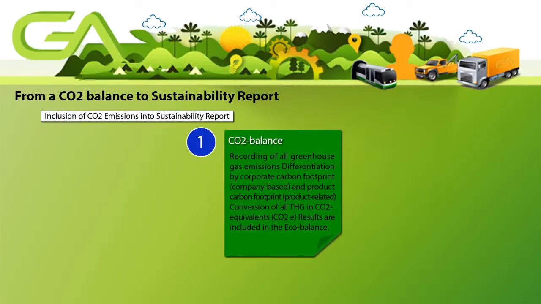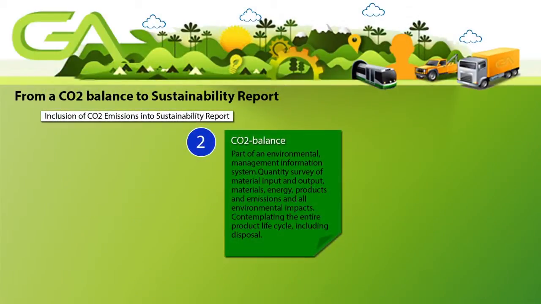During this differentiation process, we are going to derive the corporate carbon footprint, but also the product carbon footprint. The former is so called because it relates to business activities, while the latter is product related. Subsequently, we are going to perform a conversion by plotting all greenhouse gases in their respective CO2 equivalents. The results of that carbon footprint will then eventually be incorporated into the life cycle assessment.